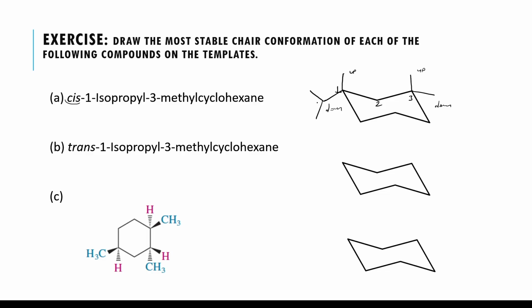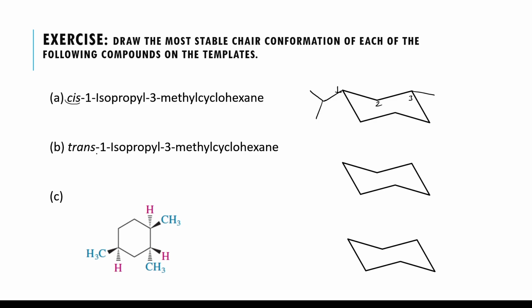So I'm placing isopropyl here on the equatorial position and methyl on the equatorial position of the third carbon, and I'm going to erase this other drawing. So these axial positions are occupied by hydrogen, so I'm not showing them. So this is the most stable chair conformer of 1-isopropyl 3-methyl cyclohexane, and it is cis. Let's move to the second option.